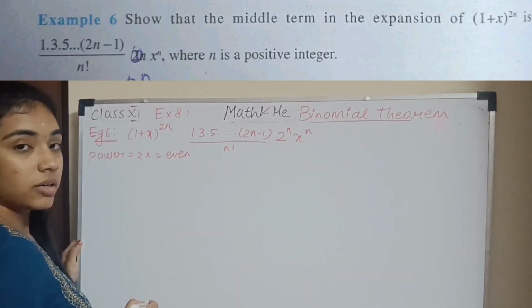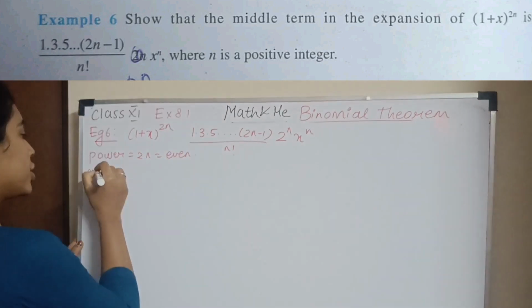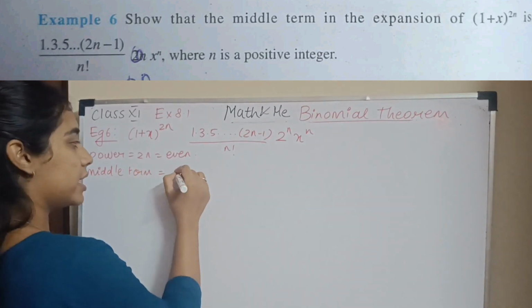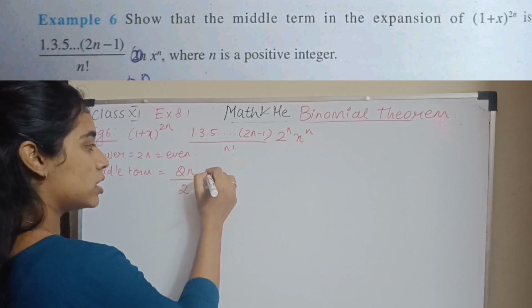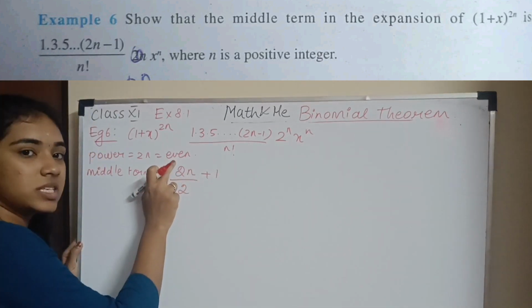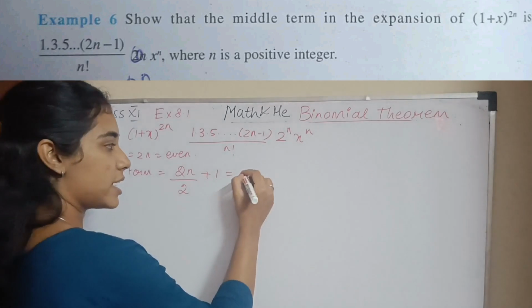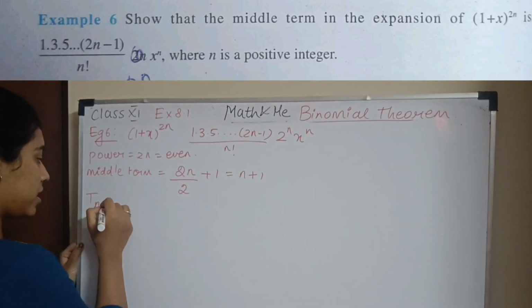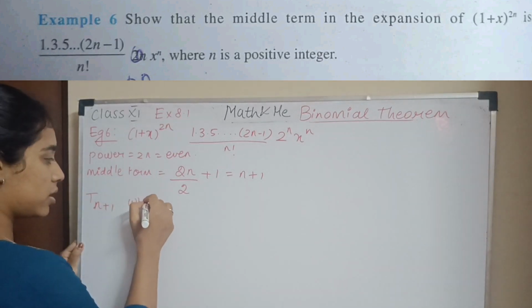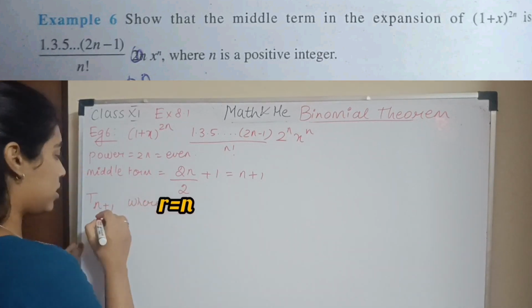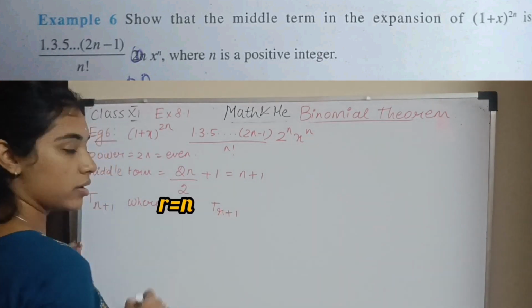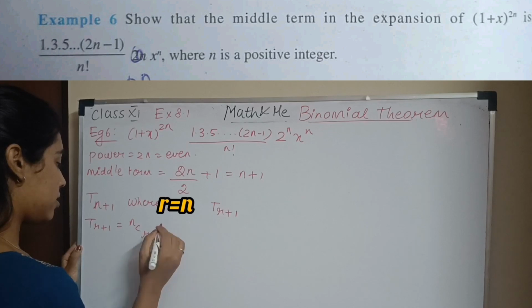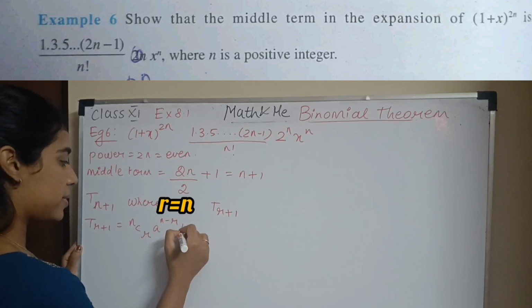So what is your middle term? Your middle term is n divided by 2 plus 1 when the power is even, correct? So this is n plus 1. So what is your middle term? It is t of n plus 1, where r is equal to n, because this is of the form t of r plus 1. Clear? What is t r plus 1? It is n c r a to the power n minus r b to the power r.